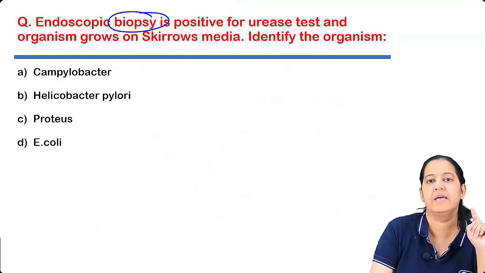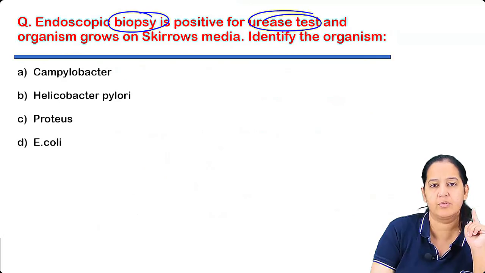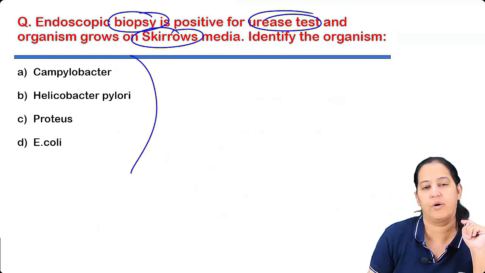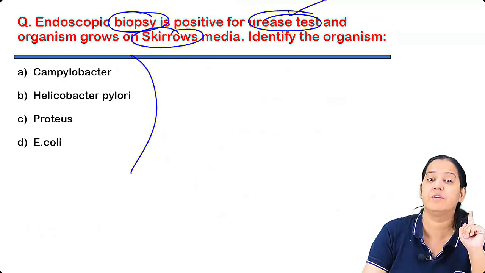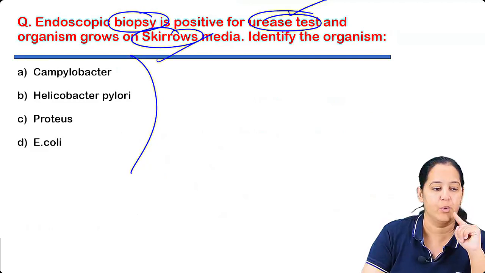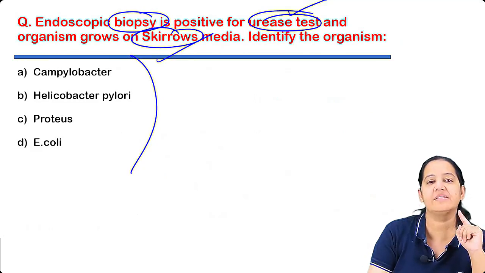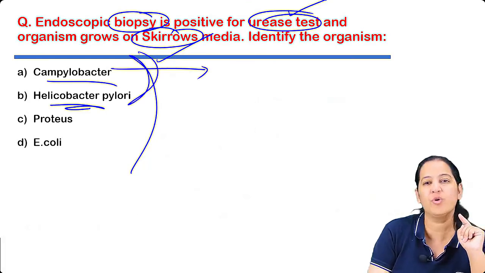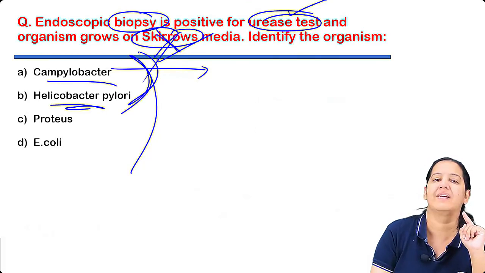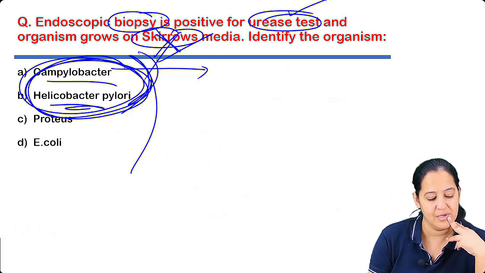Read the question, tell me the answer. Endoscopic biopsy is positive for urease test, and the organism grows on Skirrow media. Identify the organism. How many clues are given to you? The organism is urease positive, urease test, and Skirrow media. What is the correct answer? Tanu, Elizabeth, Saju, everyone is saying B. Why not A? This also grows on Skirrow media. Both grow on Skirrow. Based on Skirrow, I cannot say. Skirrow is common to both, the two brothers. You got my point.